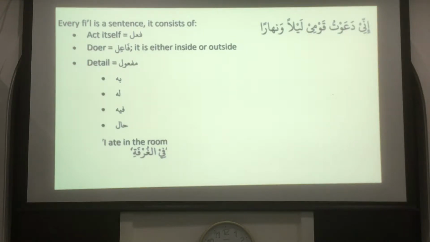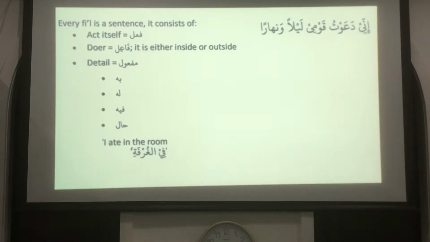Who said this? Easy. Look at the thing. Inni da'awtu. Da'awtu means to call people, to invite people. Which Surah? Surah Nur. No. Inni da'awtu qawmi laylan wa nahara. Okay, let's break it down.